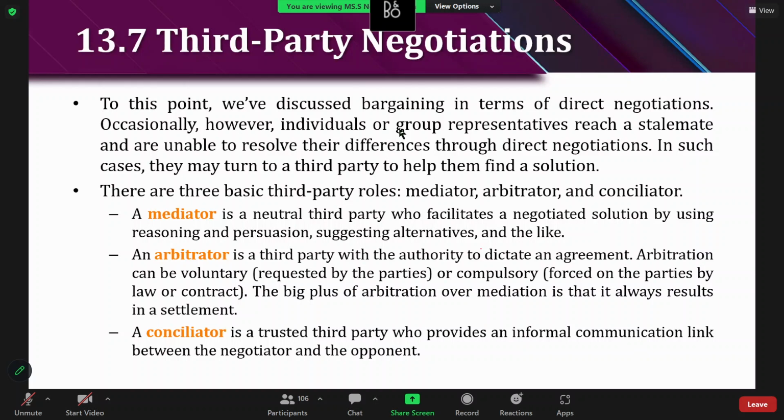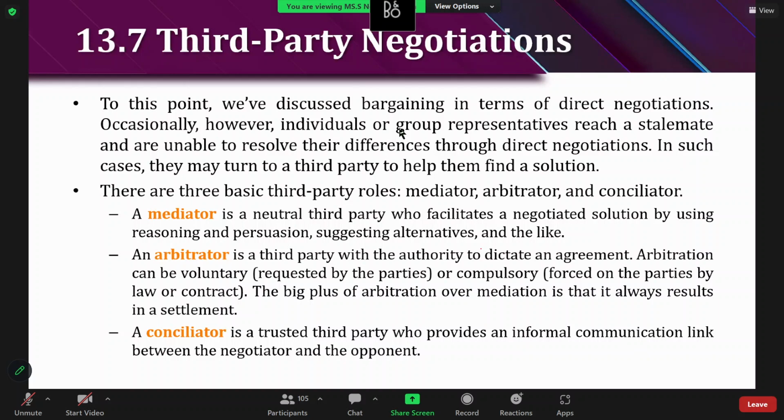And the big plus of arbitration over mediation is that it always results in a settlement. So in mediation, even though the mediator is there, sometimes without a settlement, the conflict may still continue. But in arbitration, they will reach a settlement. Without a settlement, they will not conclude the negotiation process. So that is the biggest advantage of the arbitrator over the mediator. And the next one is the conciliator.